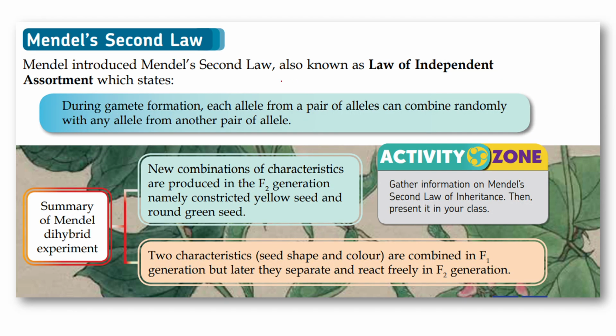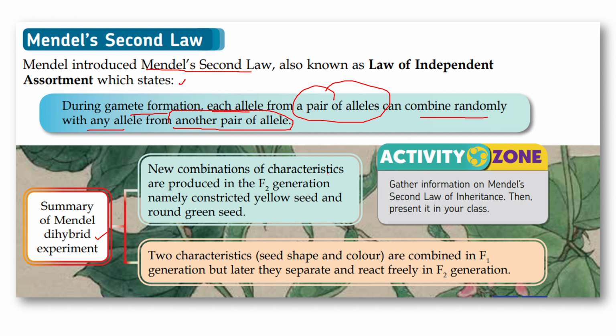Okay, now therefore from this dihybrid cross, Mendel introduced Mendel's second law, also known as the law of independent assortment, which states that during gamete formation, each allele from a pair of alleles can combine randomly with any allele from another pair of alleles. Now this is the summary of Mendel's dihybrid experiment.